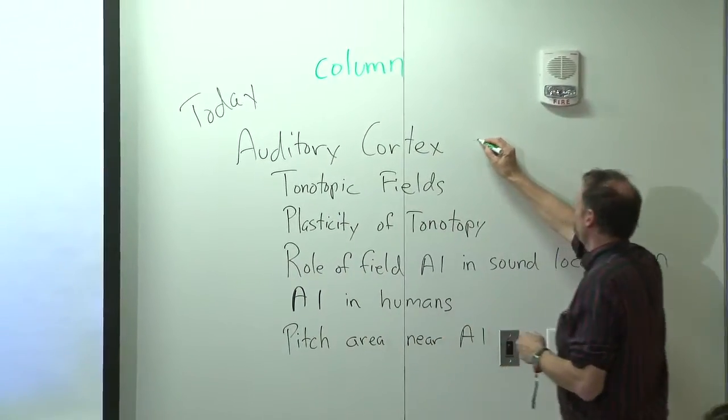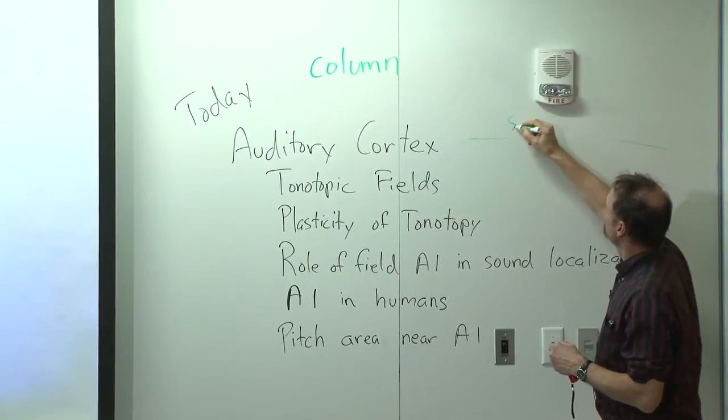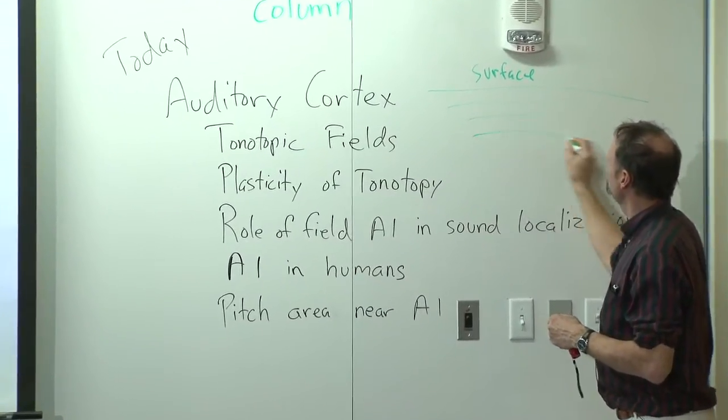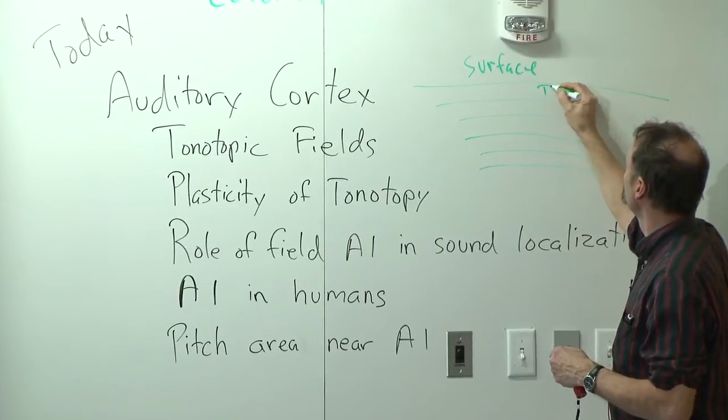And if we draw it from the side, this would be the surface. And you'd have these 6 layers, usually labeled by Roman numerals.